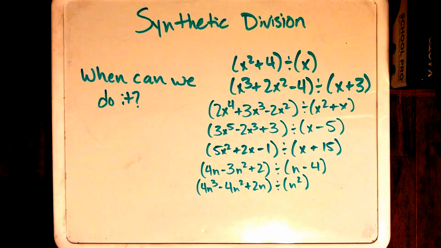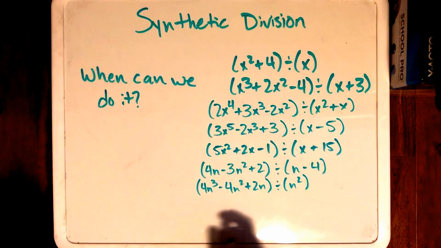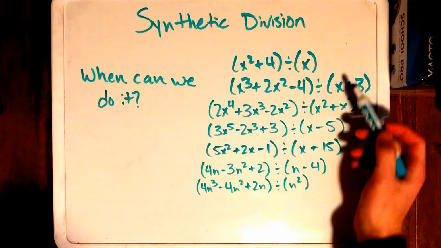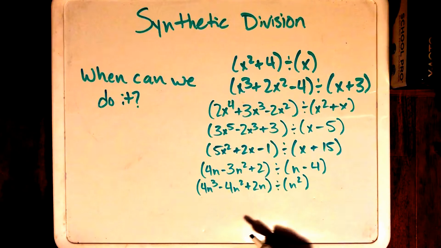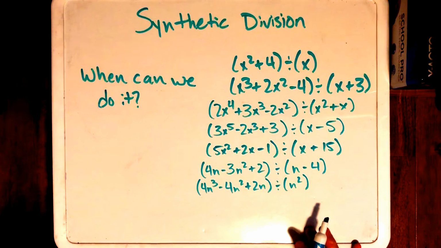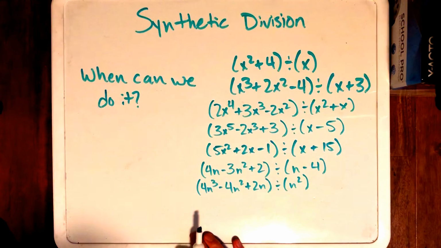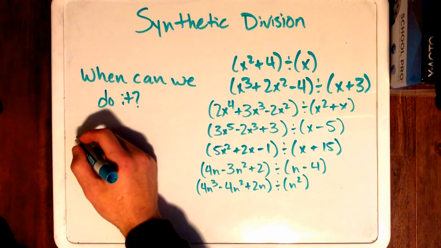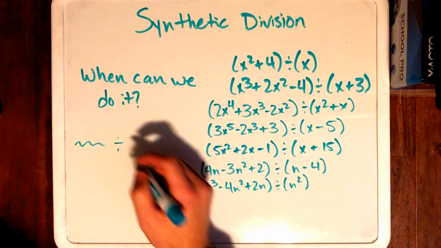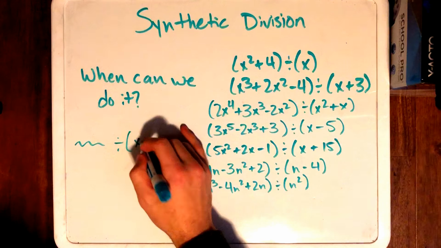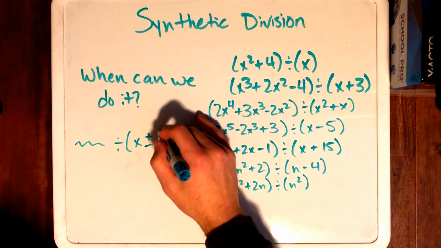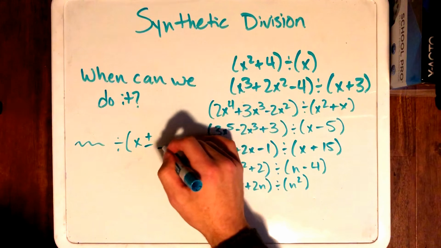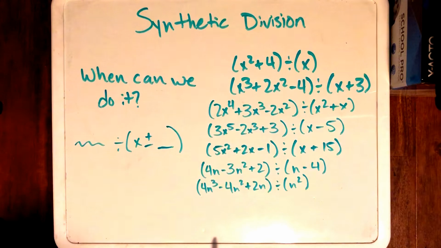So I want to show you guys this. There's one condition that we must satisfy when we're going to do synthetic division. That's why I got all these written out, so we can go through and say which ones we could use synthetic division for and which ones we could not. So when can we do it? We can do synthetic division when we have whatever our polynomial is, divided by x or any variable plus or minus some number. Well, any number, okay? So whatever that number is.